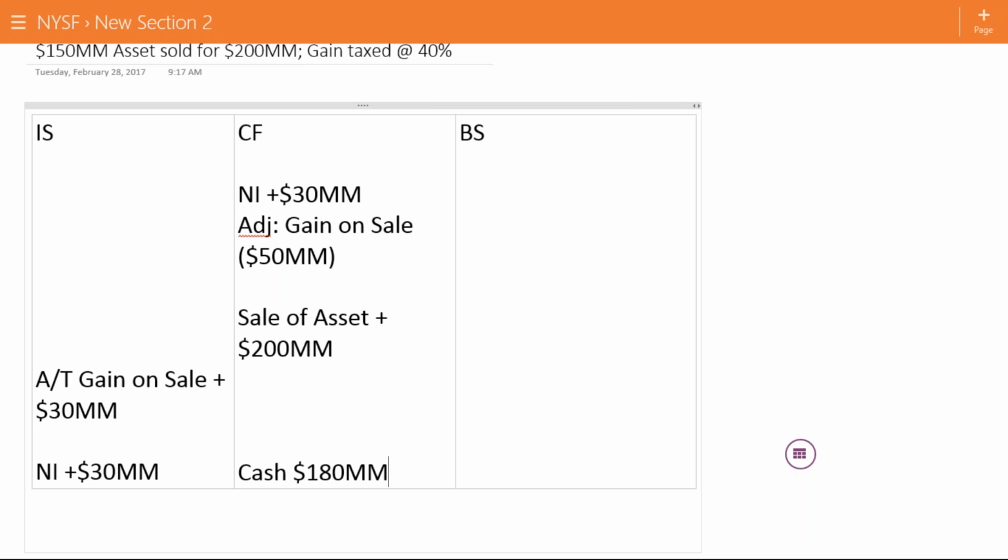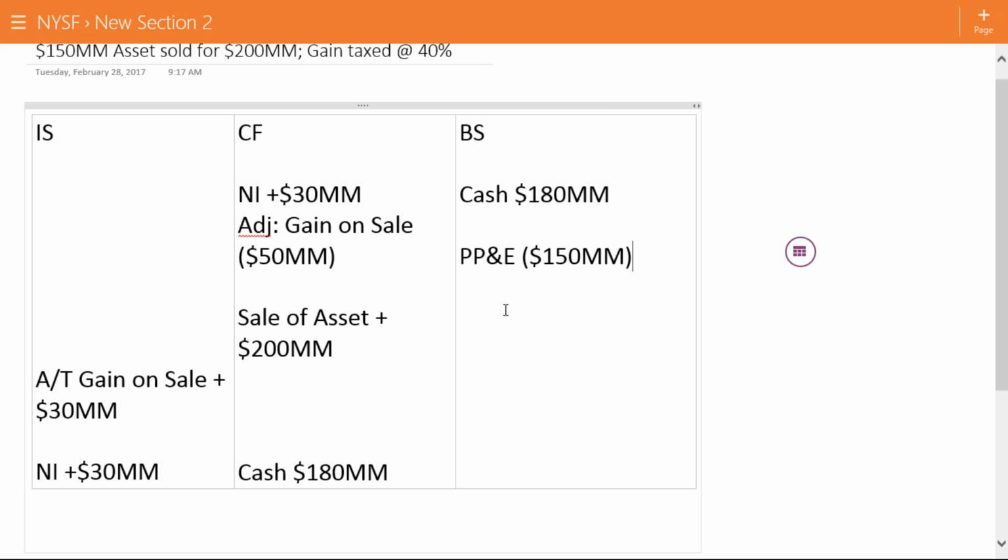Okay? Now how does all this impact the balance sheet? 180 goes to cash. PP&E is impacted by the net 200 minus 50, so 150, of course, because that's the actual value being removed. Retained earnings: the impact is not the full 50, it's the 30. Without taxes, we'd get a little more cash and a little more retained earnings, but this is tax affected. So cash went out by 20, retained earnings went down by 20.